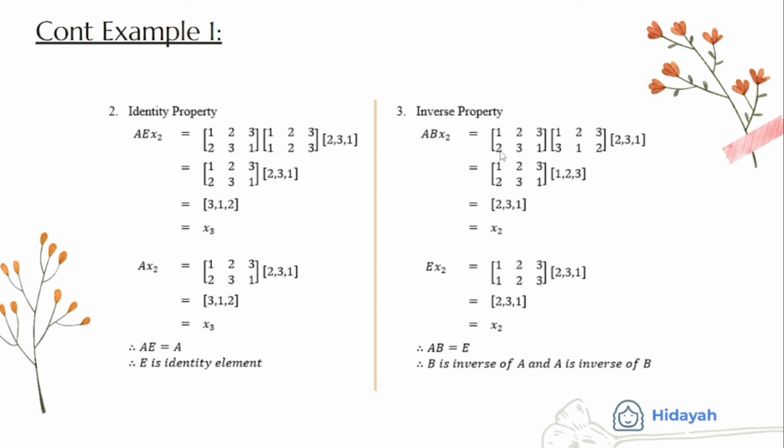Then the operation is the same way like before. Then we get the answer x2. Then after that, we choose E x2 as a binary operation. Then we operate, we get the same answer x2. So we can say that AB equal to E. So B is inverse of A and E is inverse of B. Therefore, it satisfies the inverse property.